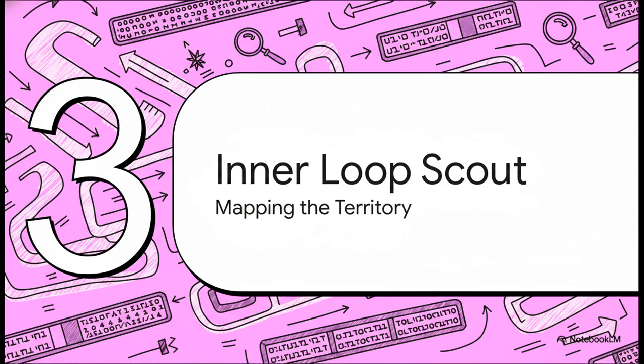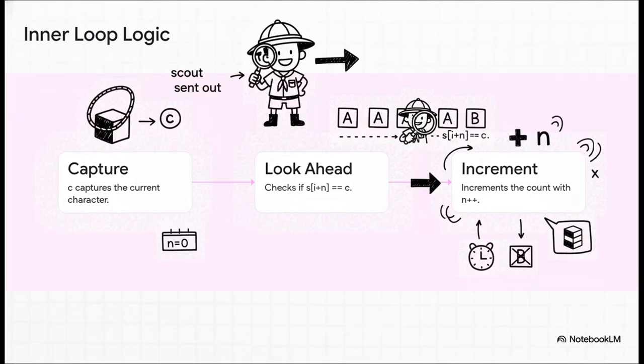Which brings us to section 3, the inner loop scout. Let's break down this inner loop's logic step by step. I like to think of it as a scout being sent out ahead of our main position. First off, it captures the current character at our current index i, assigns it to a variable c, and starts a counter n at 0.